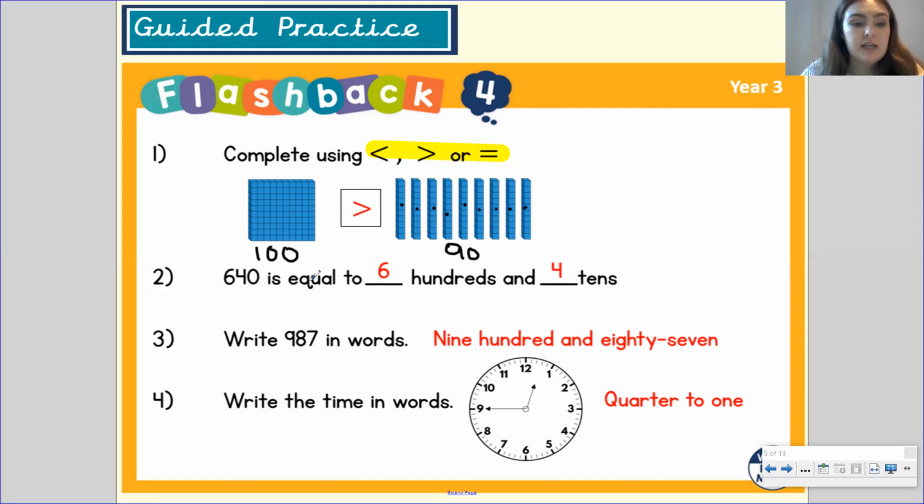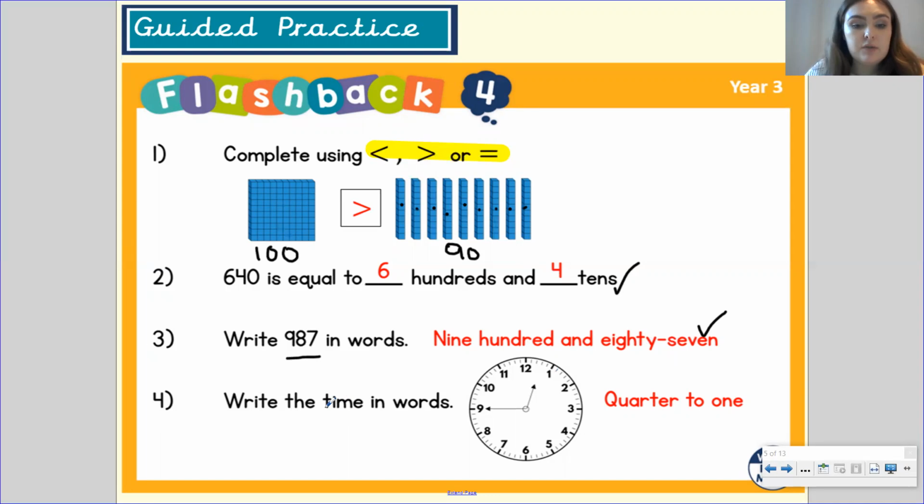The next question says 640 is equal to how many hundreds and how many tens? You needed to put in 6 hundreds and 4 tens. Give yourself a tick if you got that correct. The next question says write 987 in words. So it needed to look like this, 987. Give yourself a tick if you got that correct.